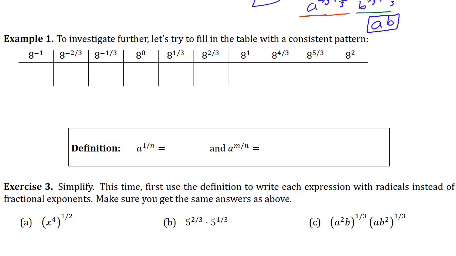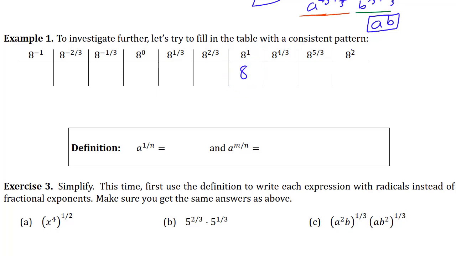Here we are with example 1, where I'm going to try to explain what 8 to these fractional powers should mean by making it so there's a consistent pattern. So let's start with the ones we know. 8 to the 1 is just 8. 8 squared means 8 times 8, which is 64.